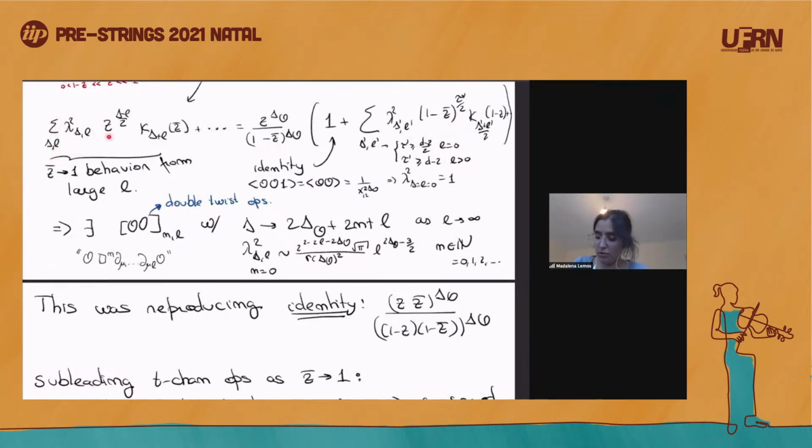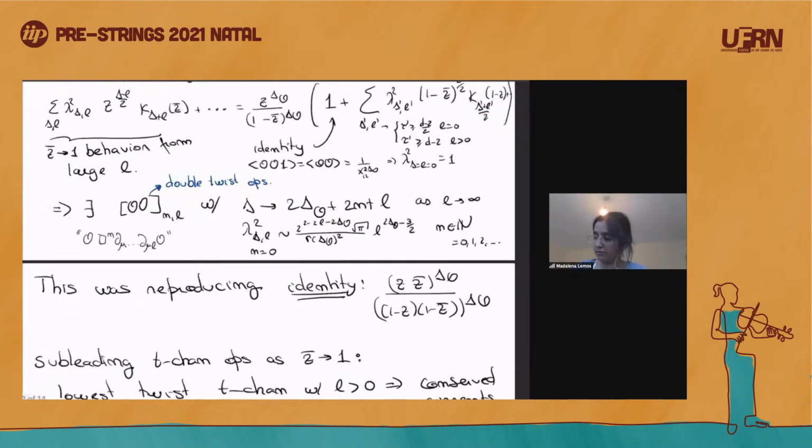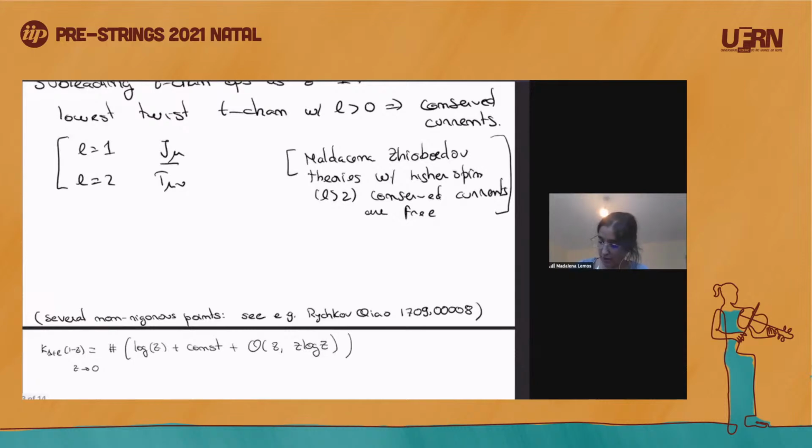But we were also matching powers of z. And the power of z here is what told us these dimensions. But now the power of z will get modified by this piece of the block. And this piece of the block is actually something I had written in the previous lecture, and I copied down here again. And it basically behaves as a log plus a constant and then subleading terms. So what is this telling us?